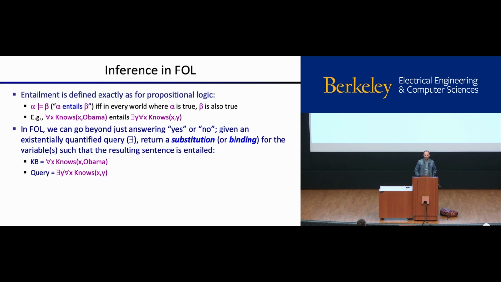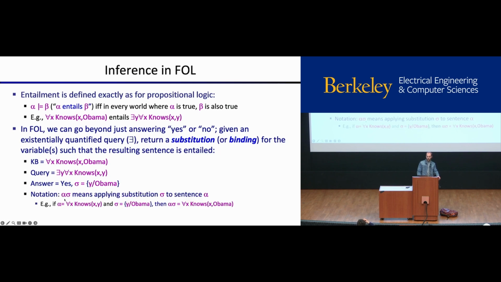So in first-order logic, we can go beyond just answering yes or no. If we have an existentially quantified query, that is a query with a there exists in it, we can return a substitution for the variables such that the resulting sentence is entailed. So our knowledge base says, for all x, x knows Obama. Our query is, does there exist a y such that for all x, x knows y? Answer, yes. In particular, substitute y for Obama. This would be kind of a disappointing answer. Maybe we wanted to know more. Here is a more detailed answer. That's the substitution you make to see that the sentence is true.